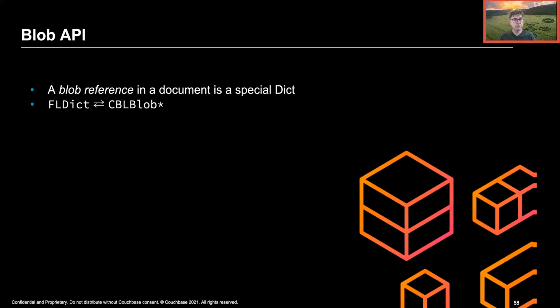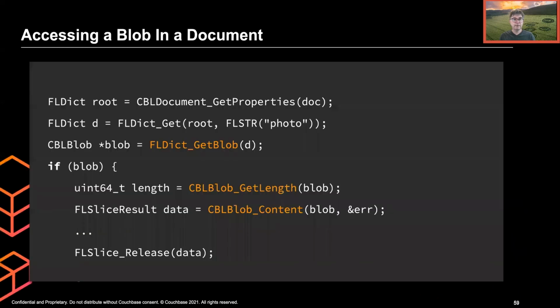Okay, blobs, also a little bit different. A blob reference in a document is in reality a special dictionary with some magic properties in it. So the CBL blob type is really a shadow for an FLDict. In this API, you have to do a little bit of your own translation to get from where the blob is in your document to this CBL blob type. So I'll show you an example here.